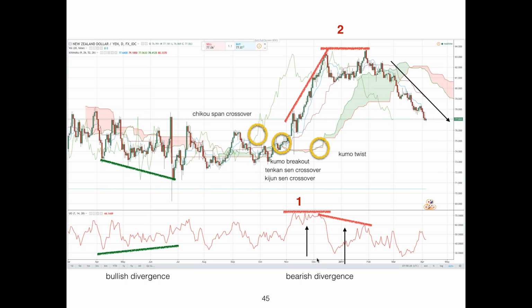Bearish Ichimoku signals also appear along with this bearish divergence. What are these signals? First, there's a Kumo breakout to the downside. Second, there's a Kijun-sen crossover and a Tenkan-sen crossover. Third, there was a Kumo twist. Fourth, Chikou span broke below price. So, with the divergence as a probability booster, we will be able to assess with high certainty that the direction of the market will be downward.